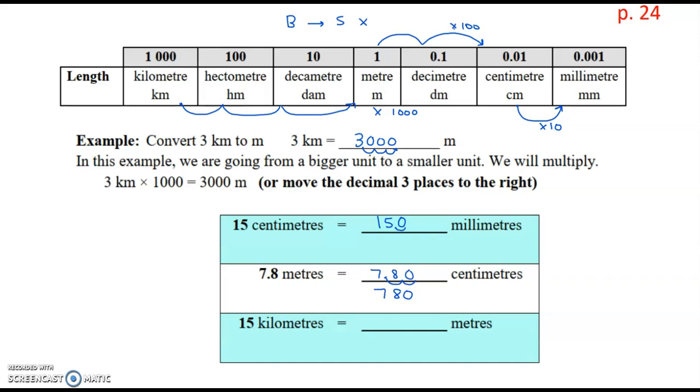And from kilometers to meters, as we saw in the first example, that's 3 decimal places to the right, multiplying by 1,000. Quick multiplication by 1,000 means that I'm going to be adding those 3 zeros. I'm going to be moving 3 decimal places to the right.